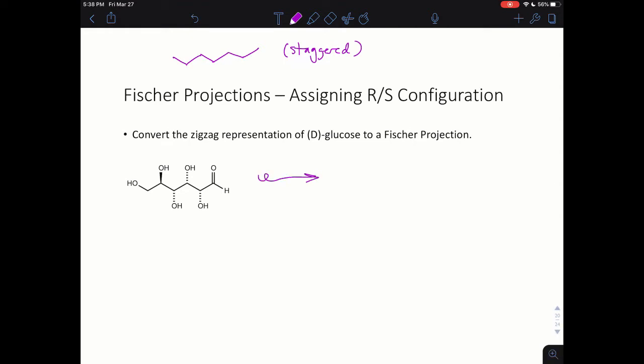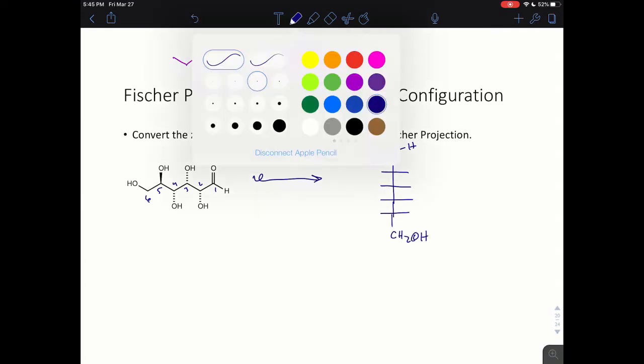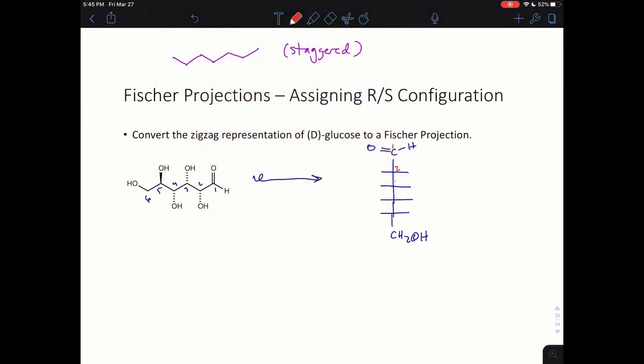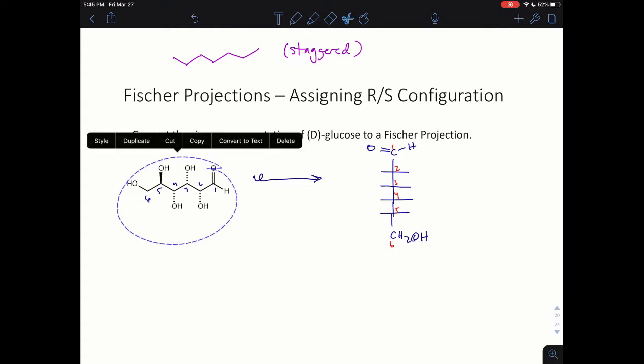And before we do that, we can just think about the basics of how this is going to look. So the convention is that the highest priority carbon, so that's the aldehyde carbon, carbon 1, is going to go at the top of the Fischer projection. And then from there we have our 4 stereocenters, and then we'll have our CH2OH. Okay, so we have carbon 1, 2, 3, 4, 5, carbon 6.